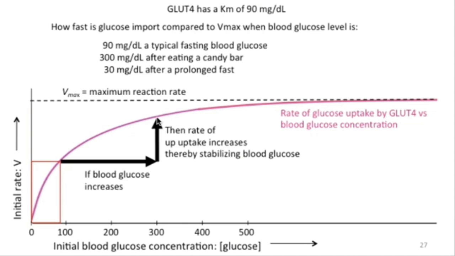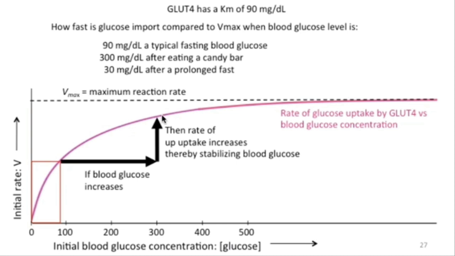And this is what's so neat, because even before insulin or glucagon can act, when your blood sugar goes up, automatically the rate of import of sugar into muscle and fat increases quite a bit. And that's really good news because you don't want to be hyperglycemic. You would like instantly for the uptake of sugar to increase.